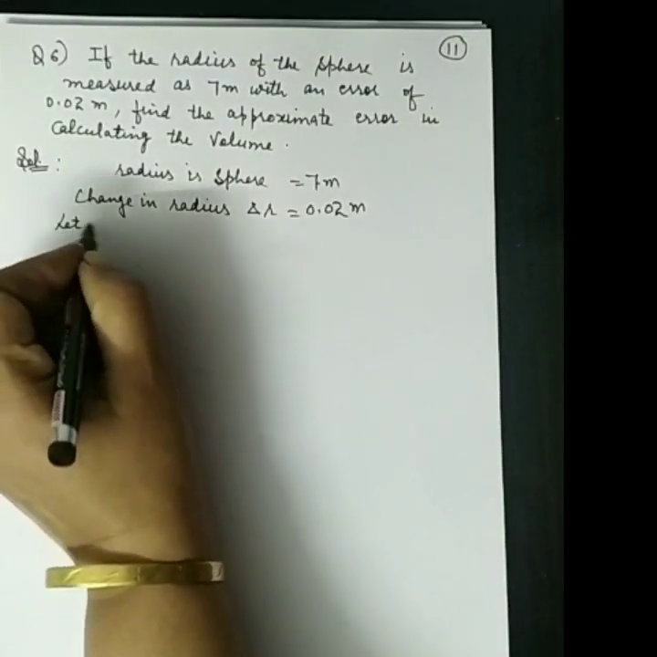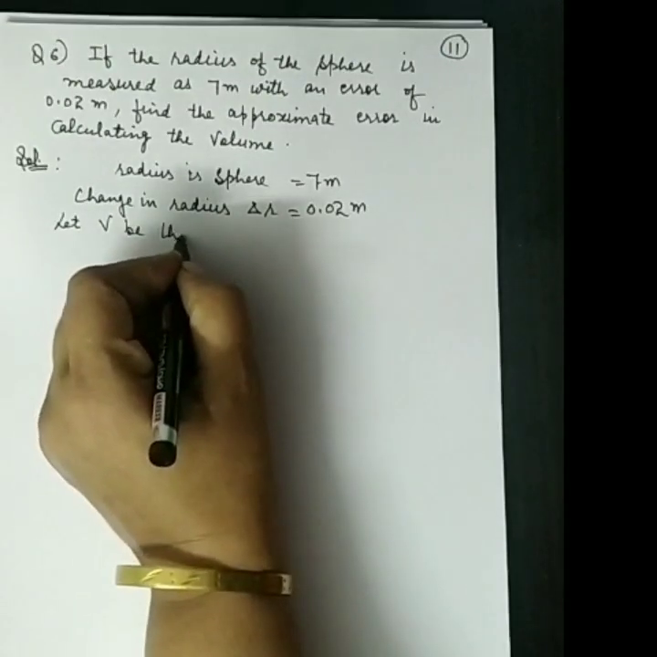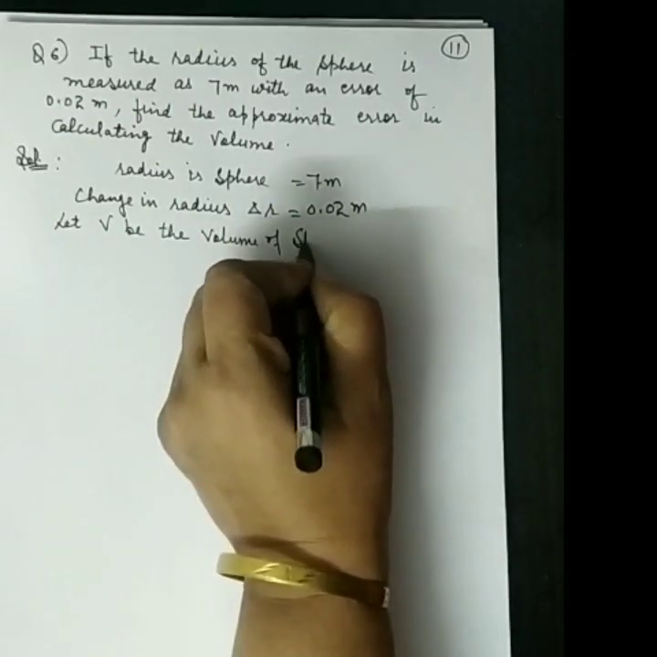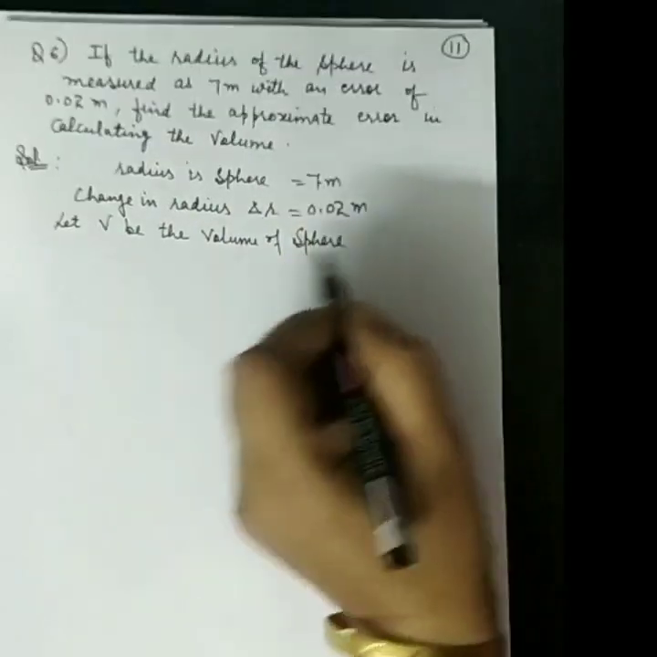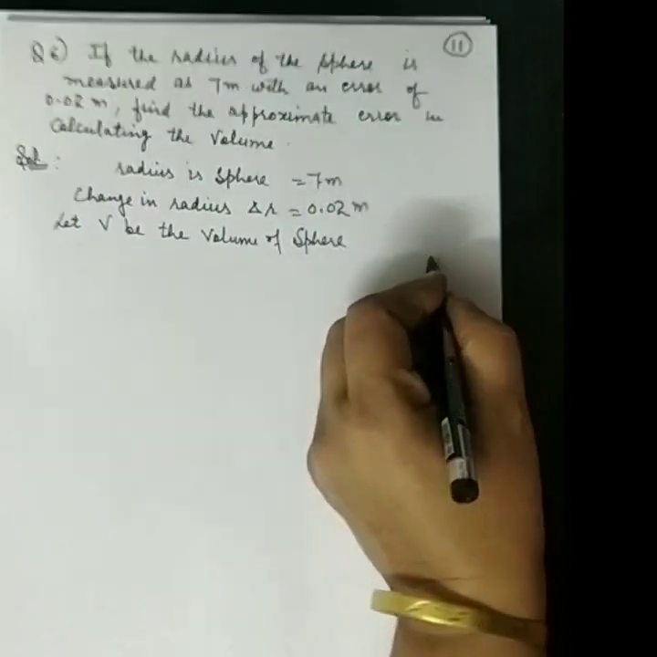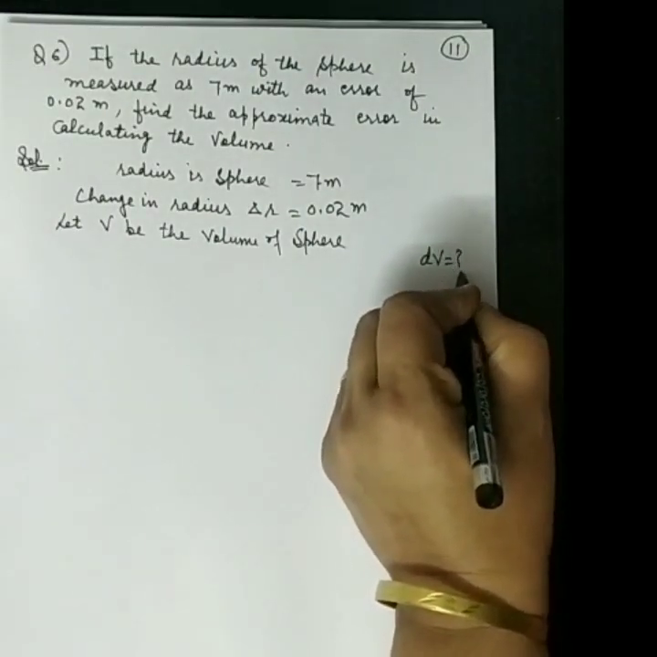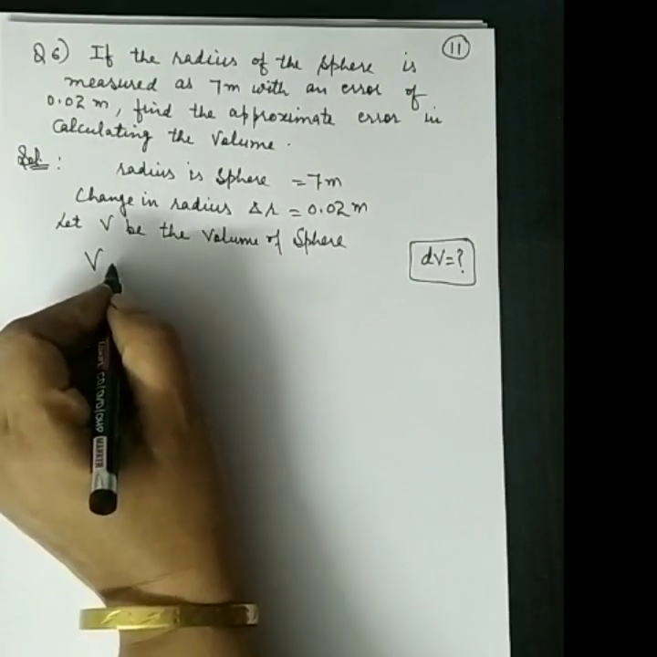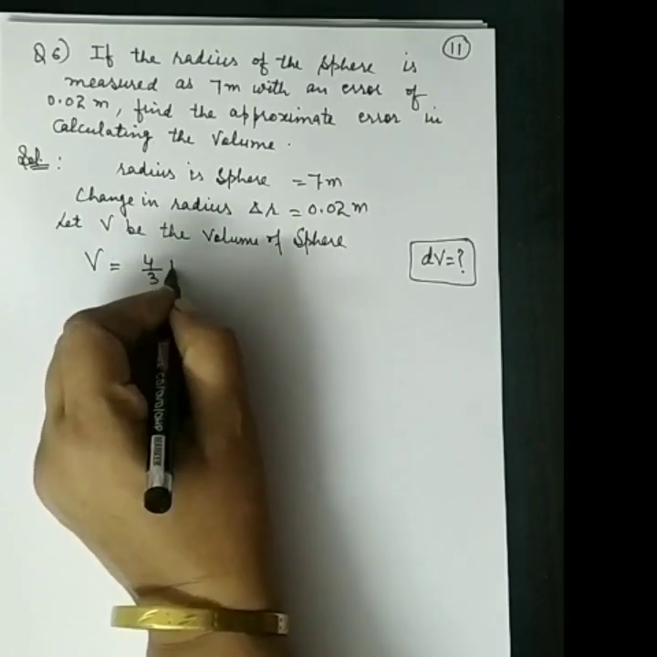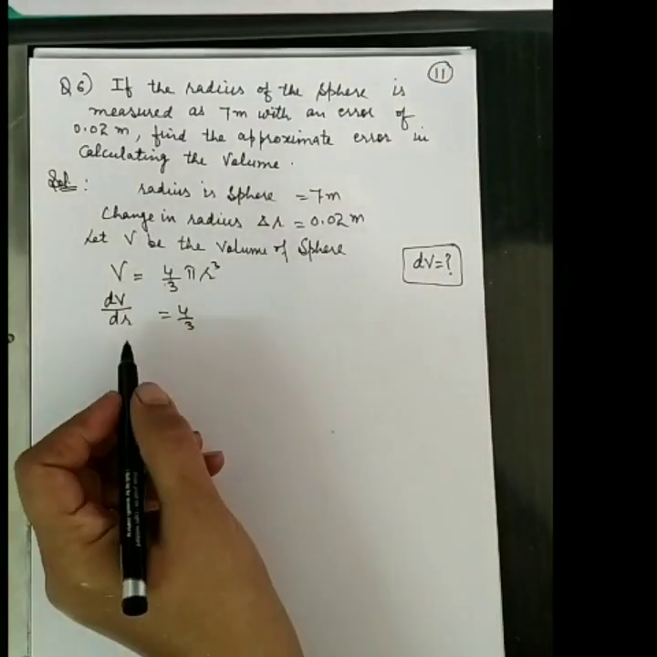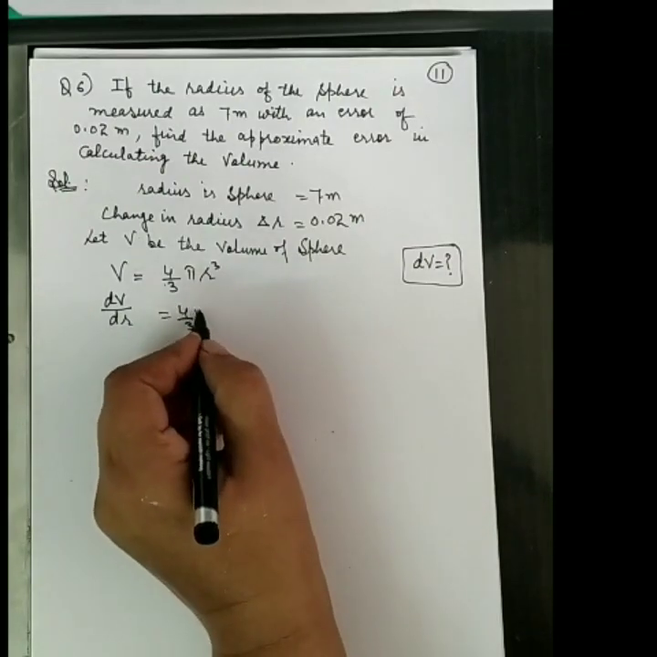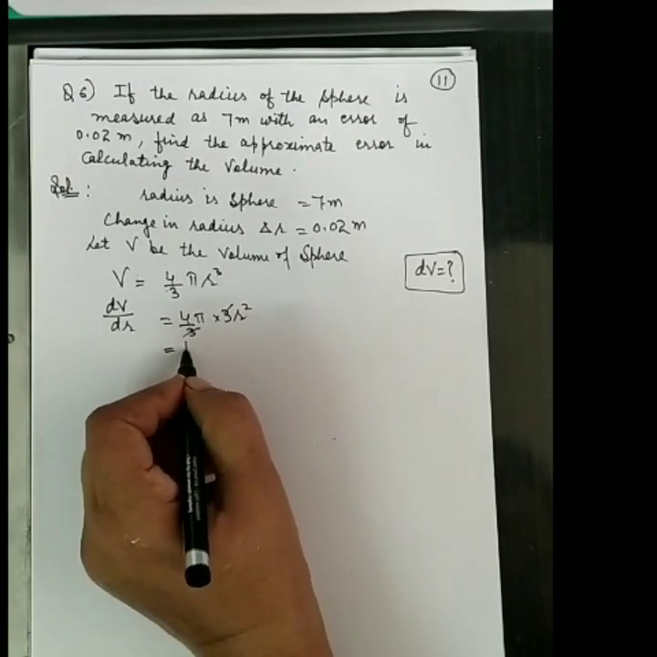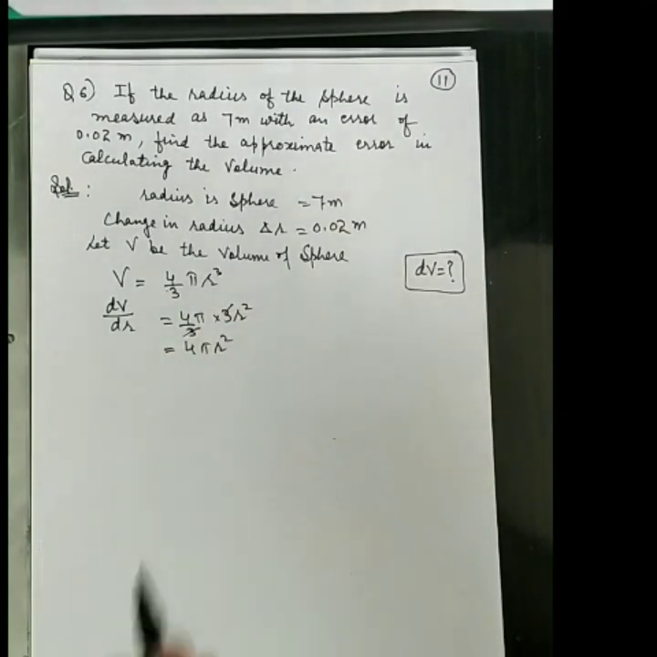Now find the approximate error in calculating its volume. Let V be the volume of the sphere. Then what you have to find? dV. dV, that is change in error. This you have to find. Now the volume of the sphere is 4 by 3 pi r cube. So find the derivative. dV upon dr is 4 by 3 pi into 3 r square. Means it will be 4 pi r square.